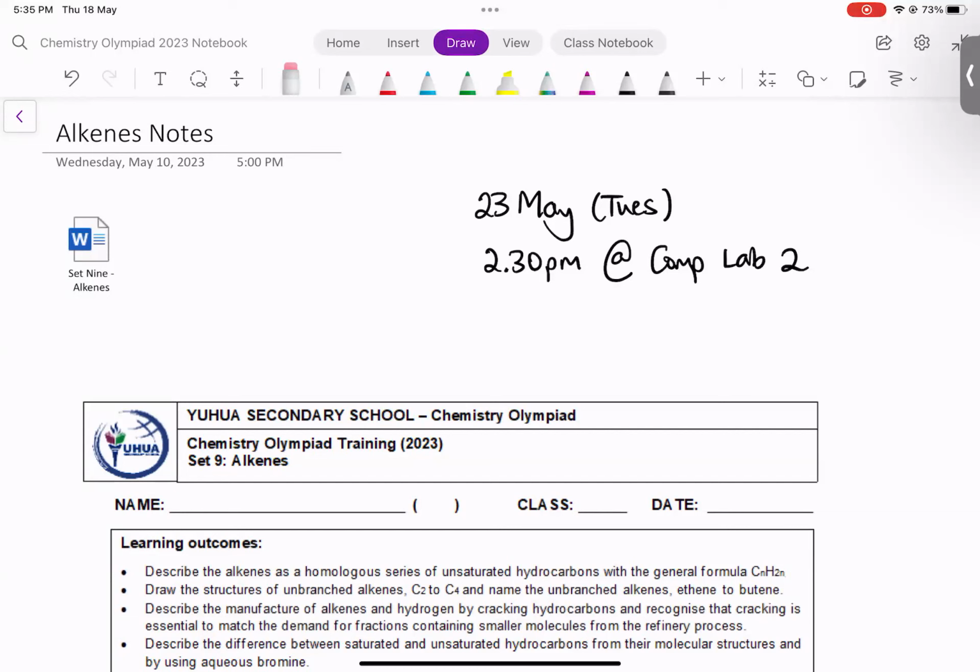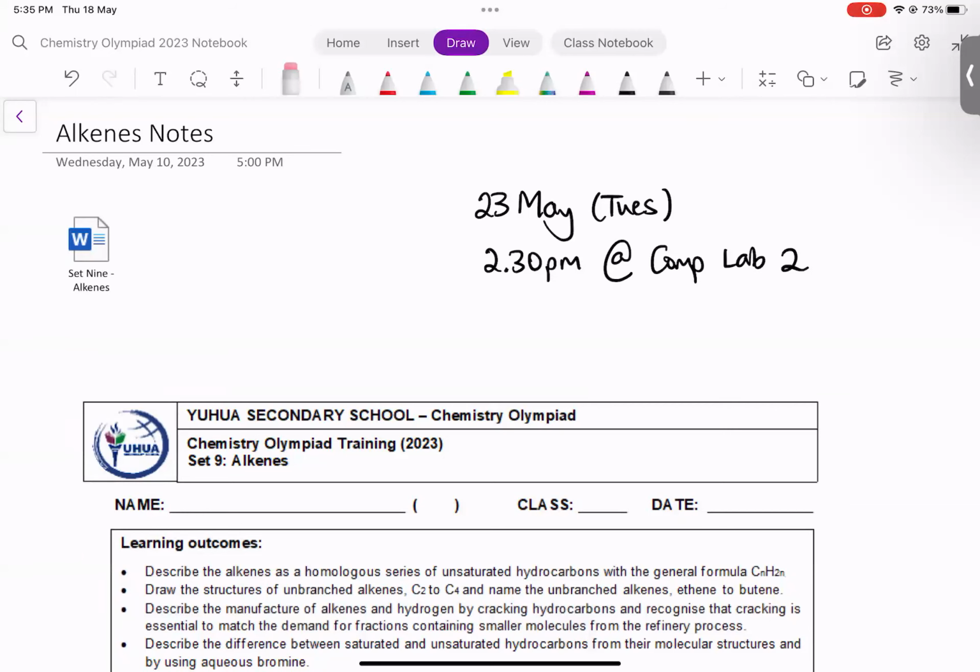Today, we'll be tackling the final set of notes, which is on alkenes, set number 9. In the previous sessions, we have done introduction to organic chem. We know that organic chemistry is about the study of molecules containing the element carbon. We know that organic molecules are obtained by fractional distillation of crude oil. And we have studied the homologous series of alkanes in the previous session.